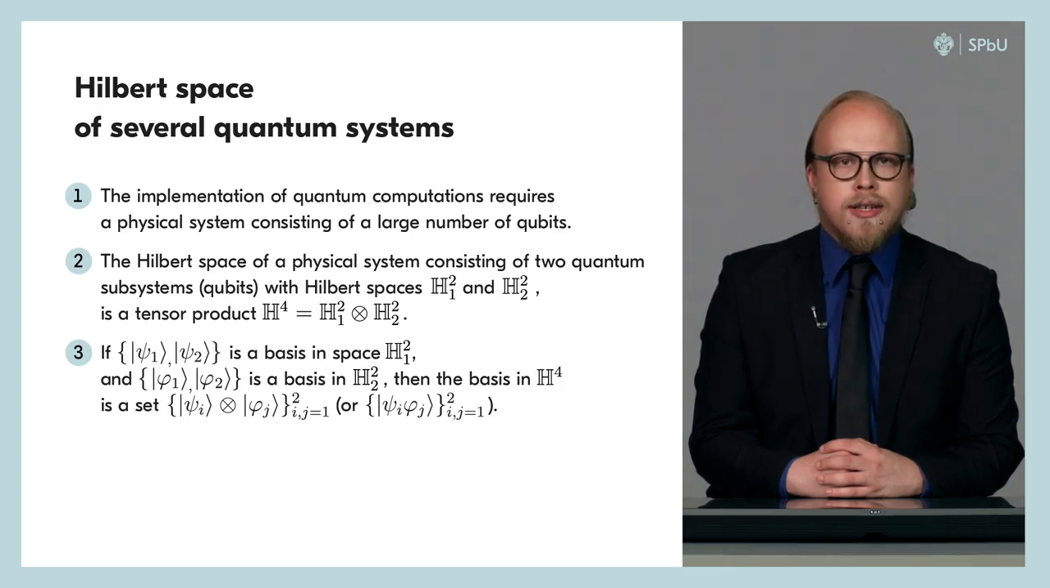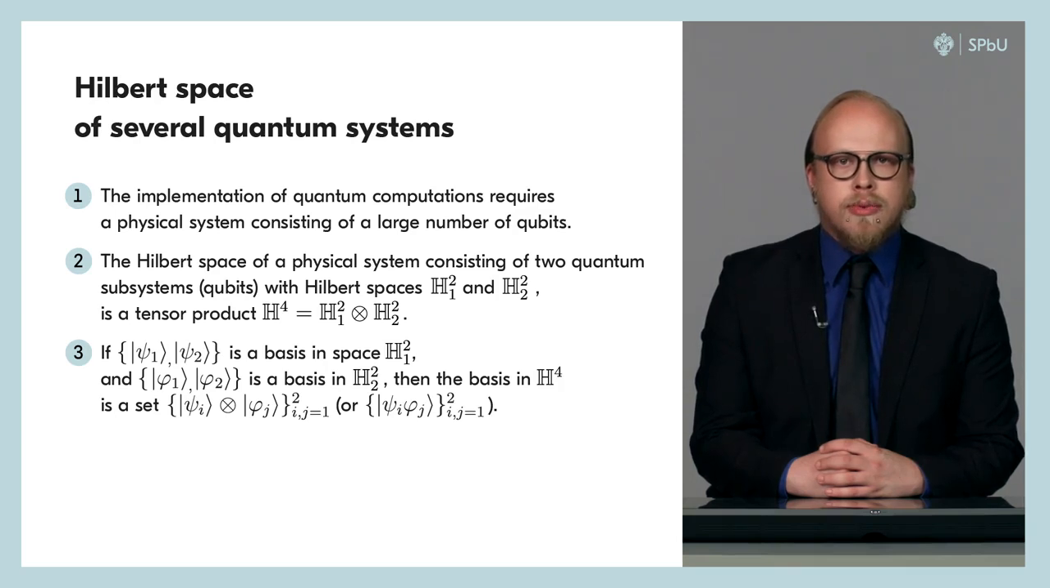We now define a basis in the Hilbert space H of the entire system. Let the set of orthonormal state vectors psi1 and psi2 be a basis in the space H1 for the first qubit, and for the second qubit, the set of orthonormal state vectors phi1 and phi2 be the basis in the space H2. Then, when the whole system consists of qubits 1 and 2, the basis will consist not of 2, but of 4 state vectors, since the dimension of the space H will be not 2, as it was for each qubit, but 4.